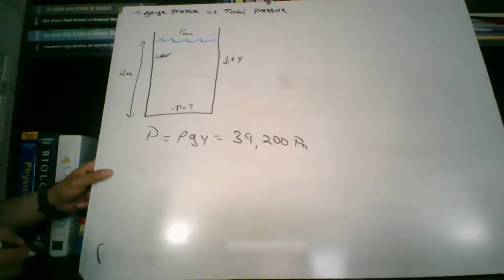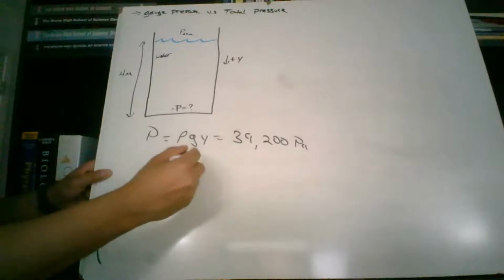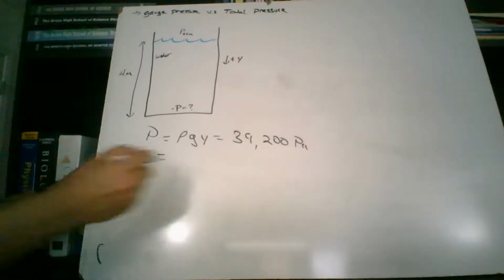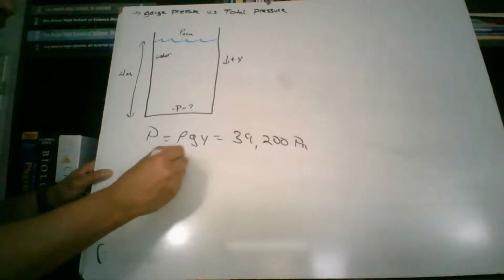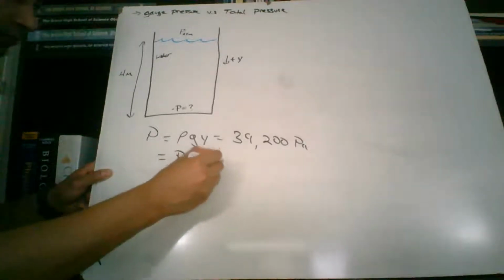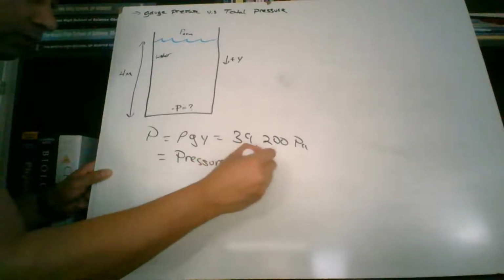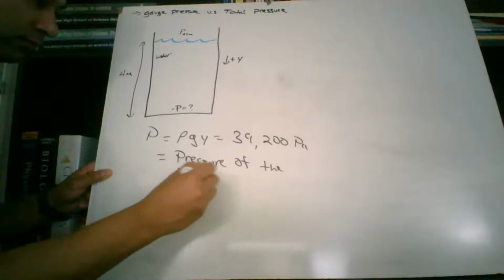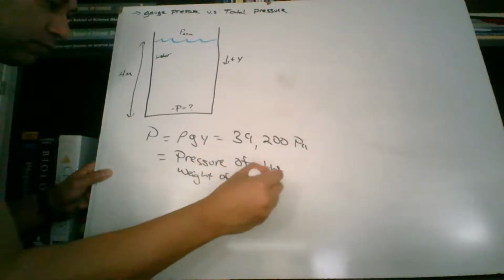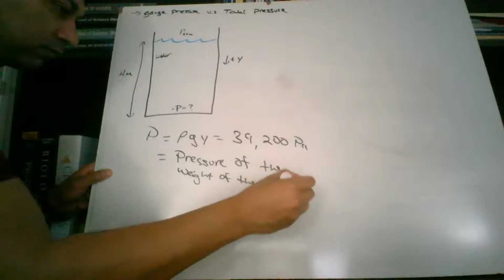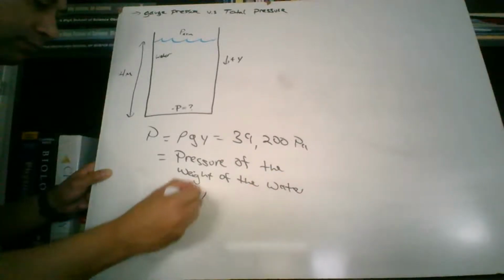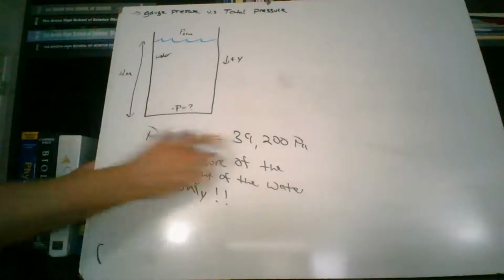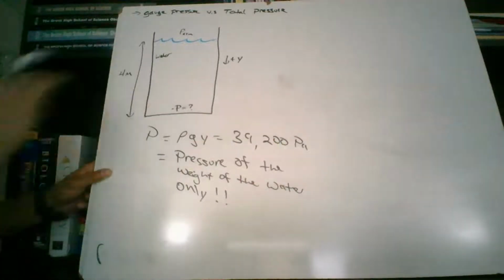Okay, so what is this value right here? This value is really just the pressure due to the weight of the water only. So from here to here, this is the pressure of the water by itself.